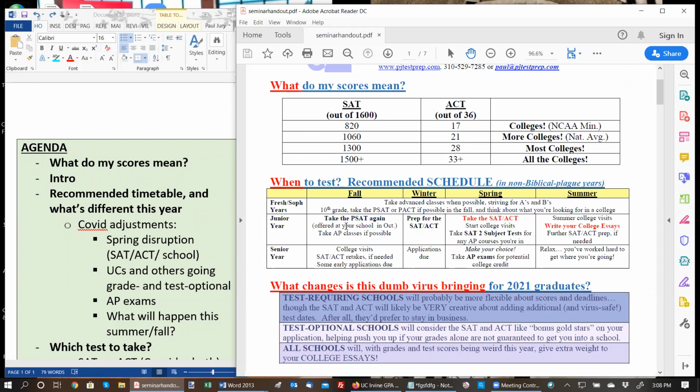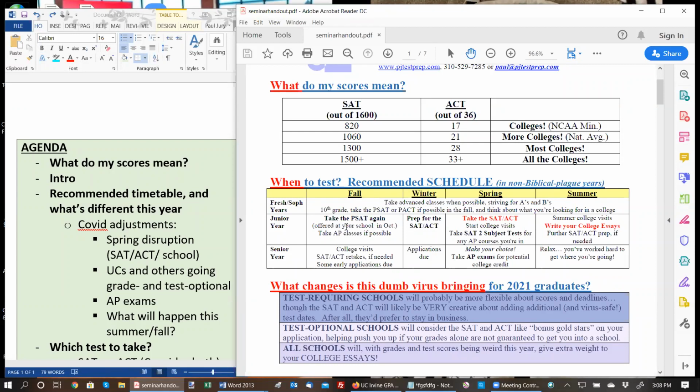Junior year, typically spring is the time that you want to take the SAT and the ACT. It can be taken earlier or later. Some people take it in the fall of their junior year or even the summer before, although usually I recommend waiting till spring of junior year. Turns out that was really horrible advice of me this year, because that's exactly when test dates started getting canceled. But you can take it over the summer. You can take it in the fall.